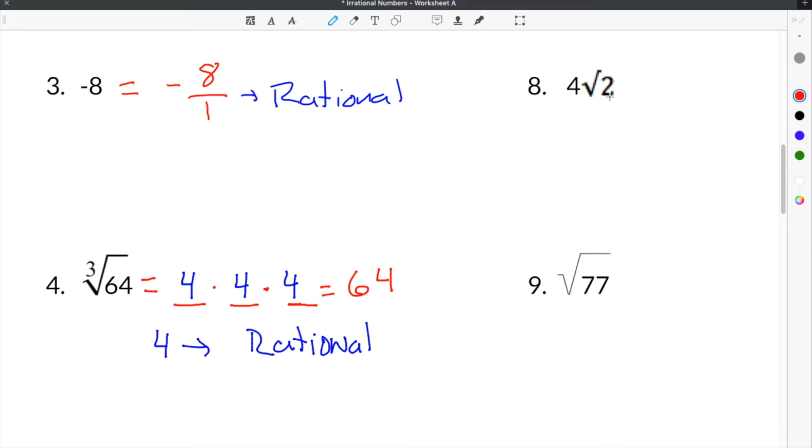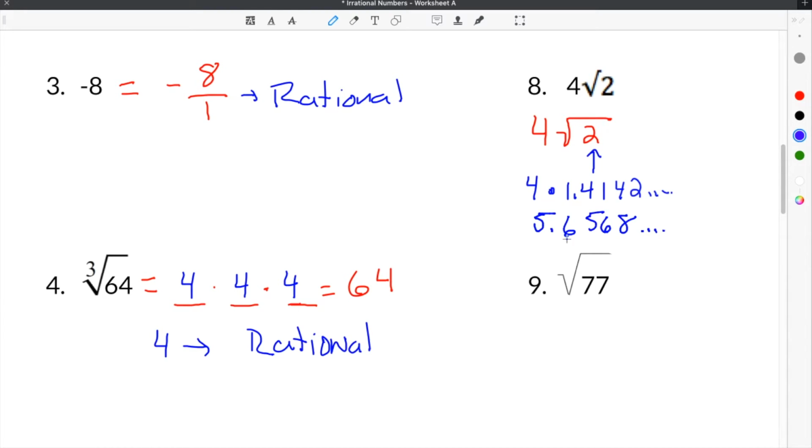Number 8 gives us 4 times the square root of 2. Now we already know that the square root of 2 is an irrational number. This is equal to 1.4142, and it goes on forever. When you multiply 4 times the square root of 2, you will get 5.6568, and it goes on forever. Our decimal never repeats, and because of the dots, it means it goes on forever. That means this will be an irrational number.